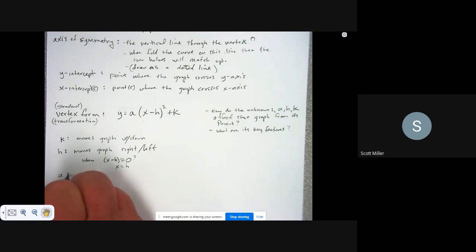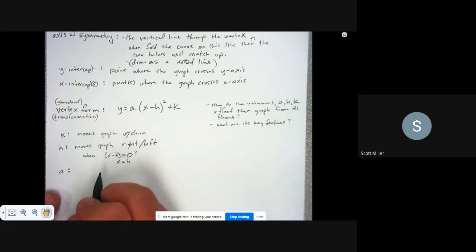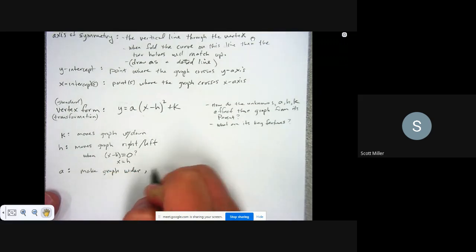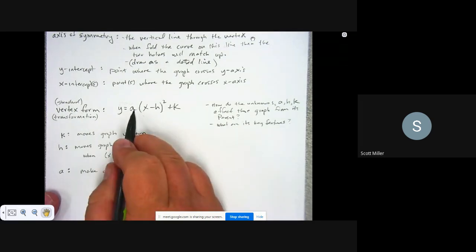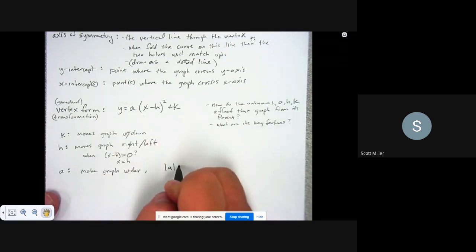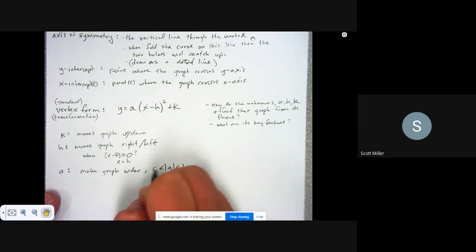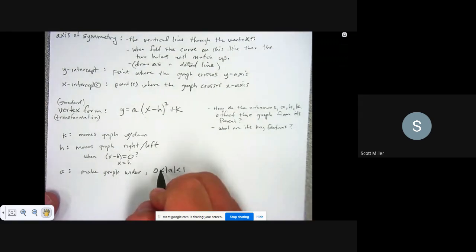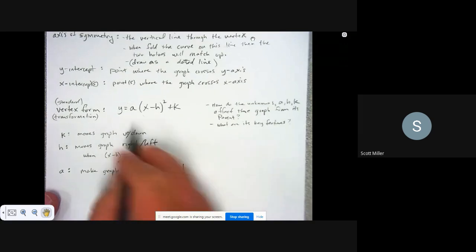What does the a number do? It does 2 things. It'll make the graph wider. And to do that, what do I need to know? Well, the absolute value of a has to be between 0 and 1, so a number less than 1 but greater than 0. Okay? That's what the positive value does.